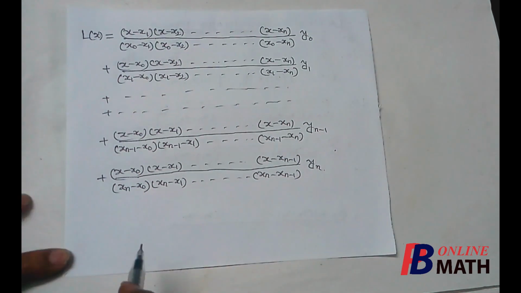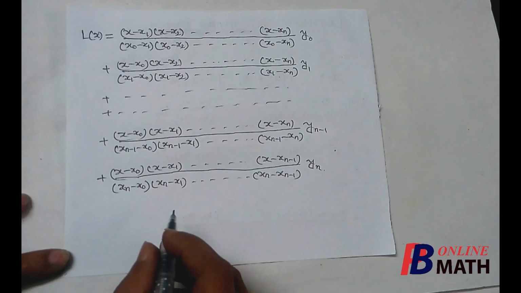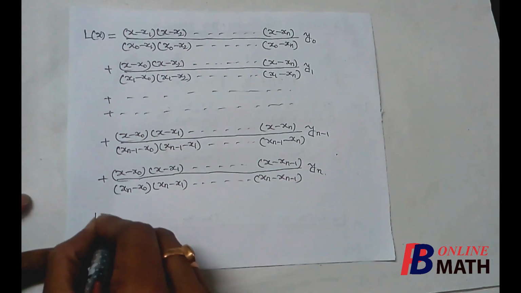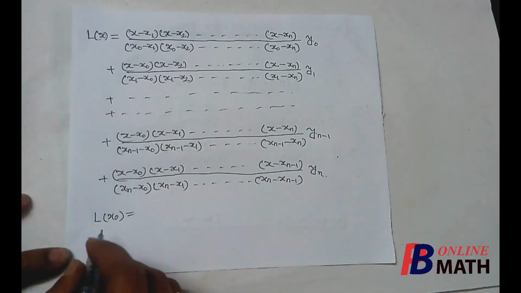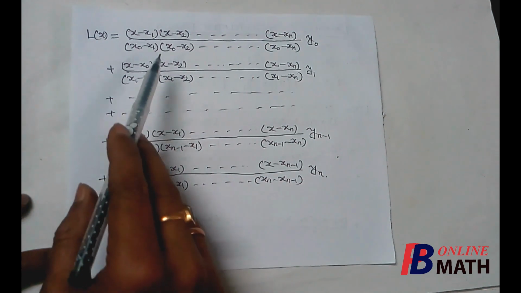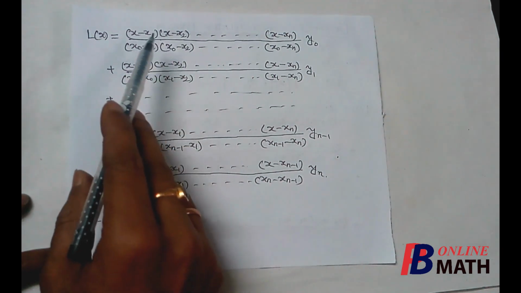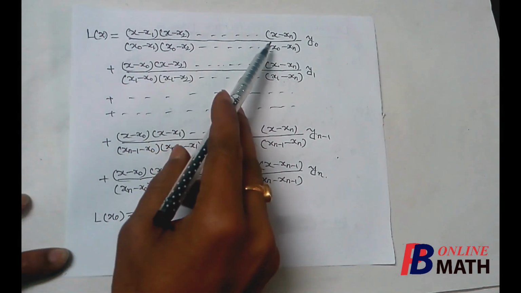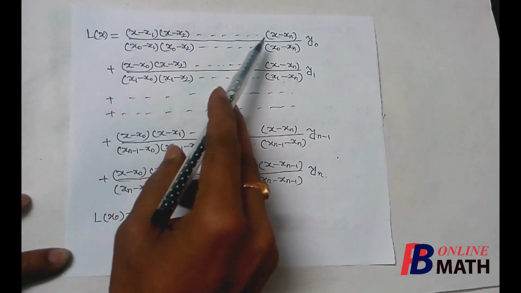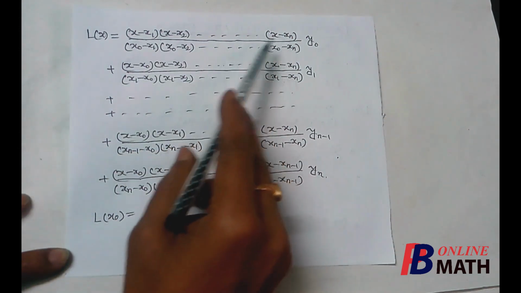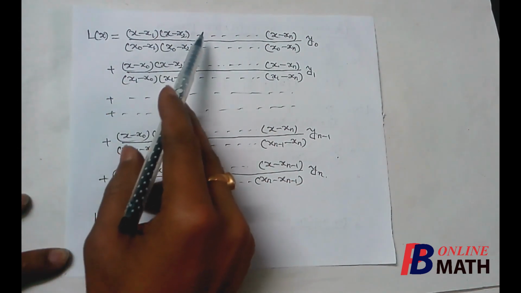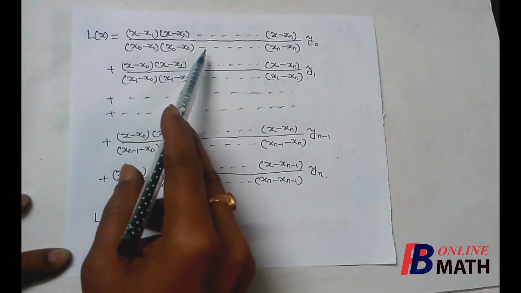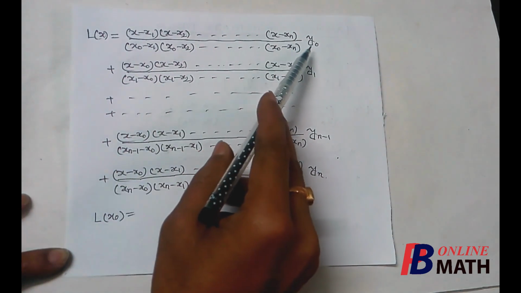Let us check. If we replace x equal to x0 in this polynomial, then L(x0), let us check whether this is equal to y0 or not. So if we replace x equal to x0 here, then we find that this is (x0 minus x1), (x0 minus x2) up to (x0 minus xn). So this is nothing but the denominator. So if we replace x equal to x0, then both the terms cancel out and this is equal to 1. Finally this is multiplied by y0.